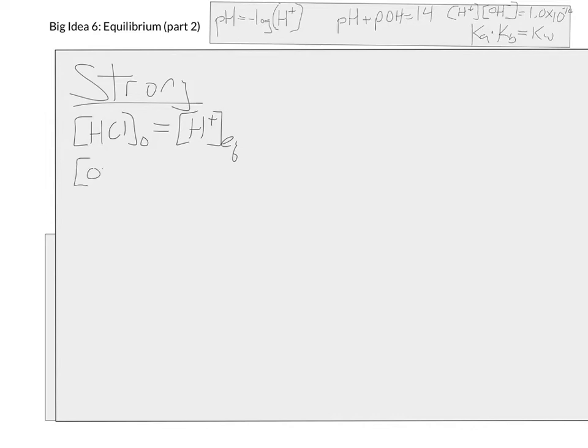With bases, we have strong hydroxides. So we're going to get the same thing. The initial is the same as equilibrium. You don't really have to worry about equilibrium. You just take the initial. That's how much is in the solution.